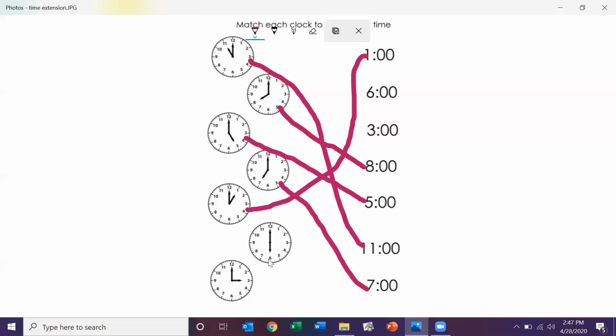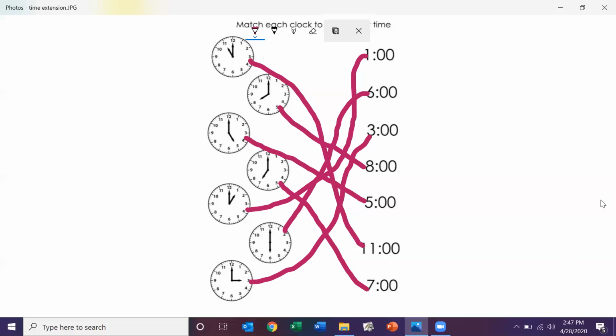Hour hand is on the 6, so what time do you think this is? Excellent, 6 o'clock. We have one more. Look at where the hour hand is, the little hand. What do you think? Very good, 3 o'clock.